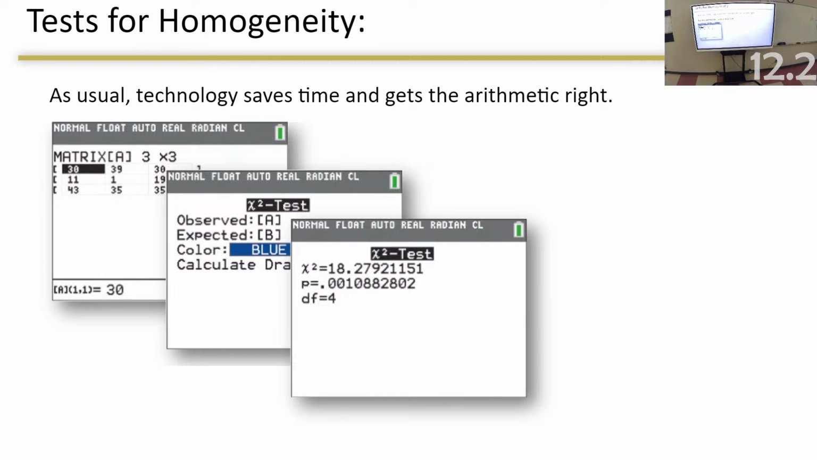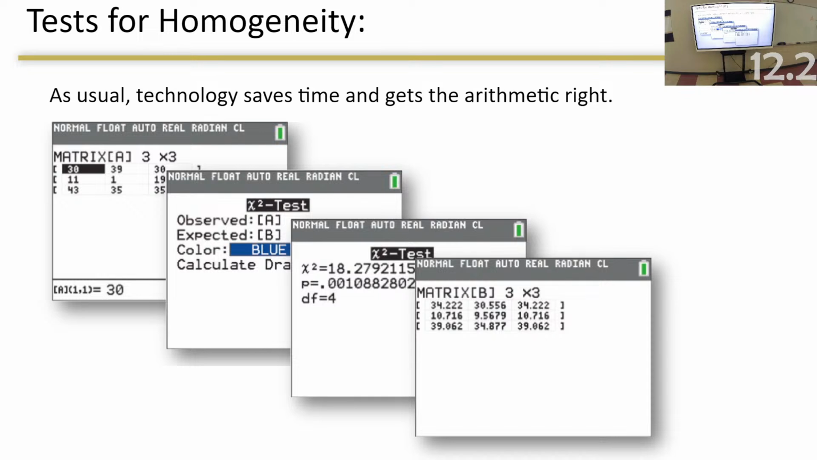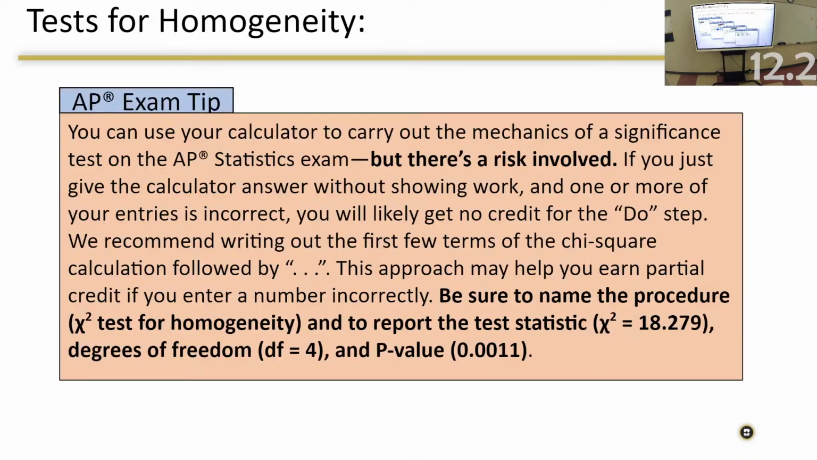Okay. There's the chi-squared test. Here's the chi-squared value. There's the p-value. There's the df. We're good. Beautiful. There's matrix B. Those are the expected counts. They'll show you the decimals. Okay, they won't show you a lot of decimals, but you don't have to show it. You just show whatever they got. You can use your calculator to carry out the mechanics of a statistics test.